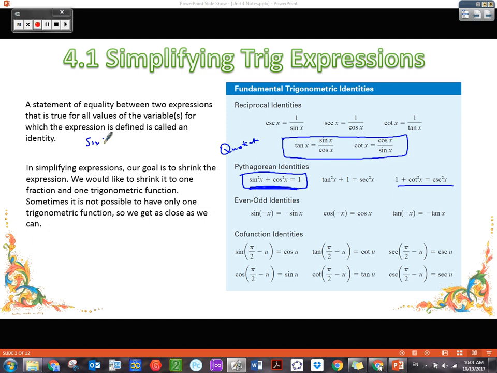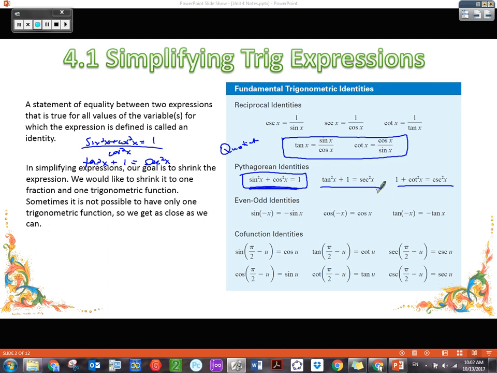So sine squared plus cosine squared equals 1. Let's divide the whole thing by cosine squared and see what happens. Sine squared divided by cosine squared is tangent squared. Cosine squared divided by cosine squared is 1. And 1 divided by cosine squared is secant squared. So you see what we did is we just generated this one.